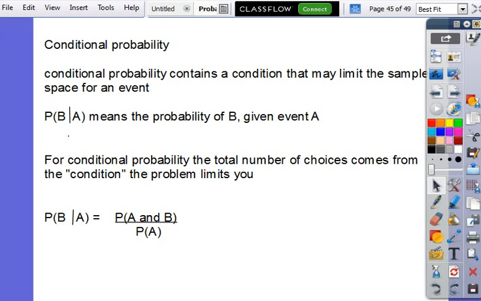Like I said a minute ago, for conditional probability, the total number of choices comes from the condition that it limits you to, and that'll make more sense in a minute. The actual math version is the bottom down here. Probability of B, given that A happened, is the probability of A and B, you should know how to do that, over the probability of A.